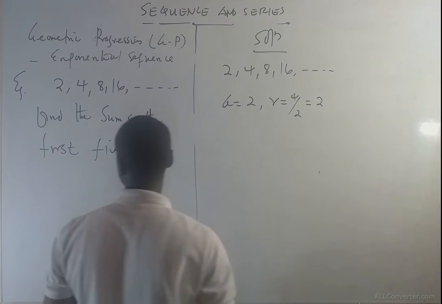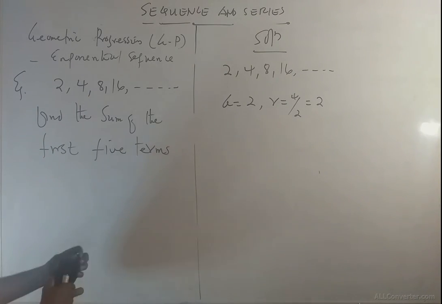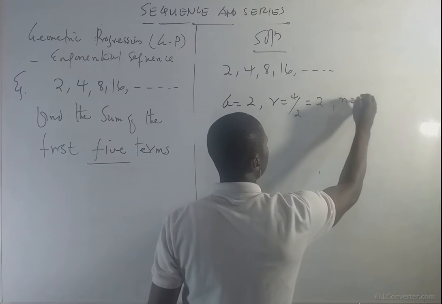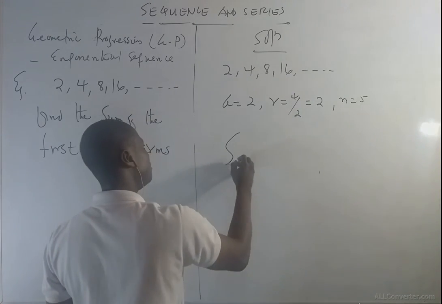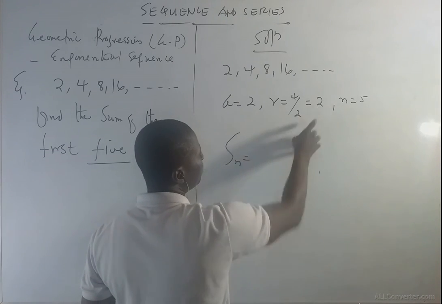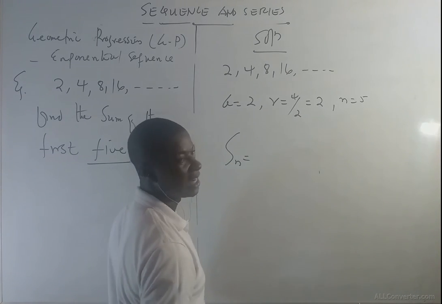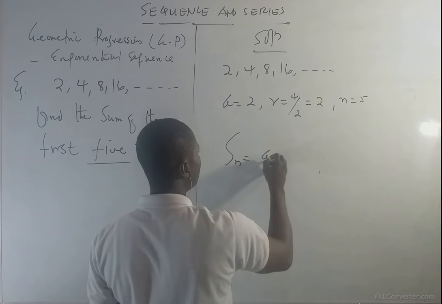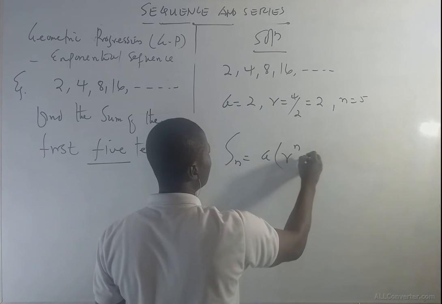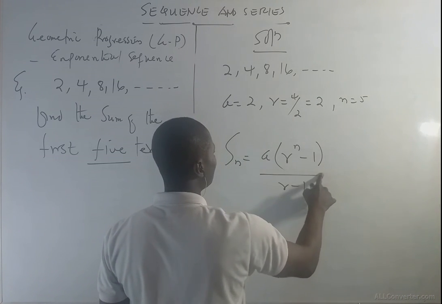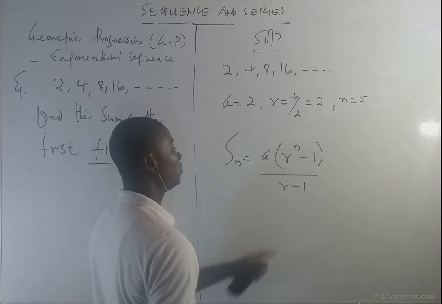We have to find the sum of the first 5 terms. That means that n is equal to 5. So for the formula, take note that the common ratio is 2. That is greater than 1. So we have S n equals a, into r exponent n minus 1, all divided by r minus 1. So you can refer, and you know the reason why we are using this formula.